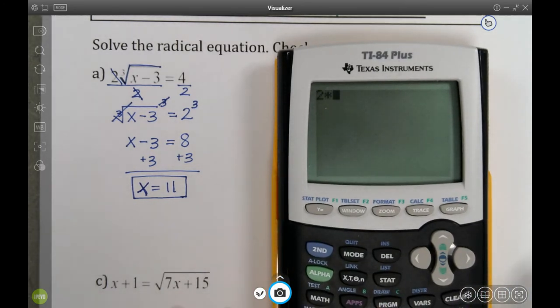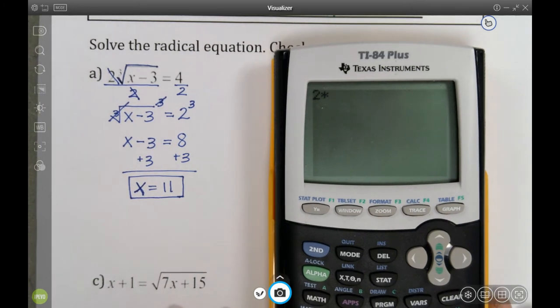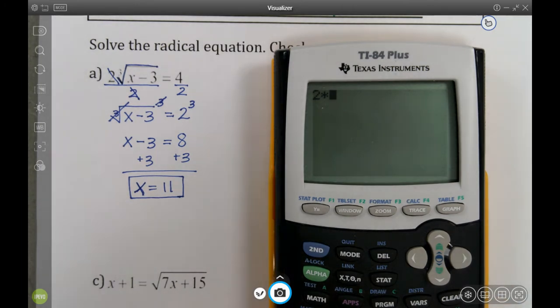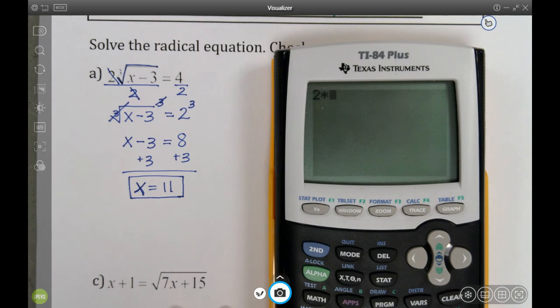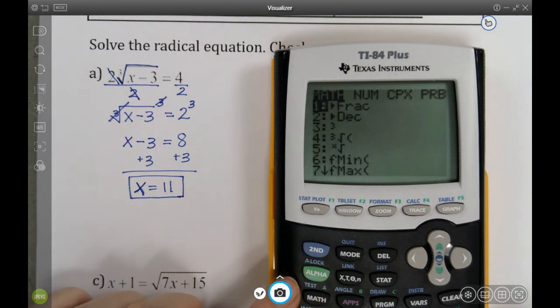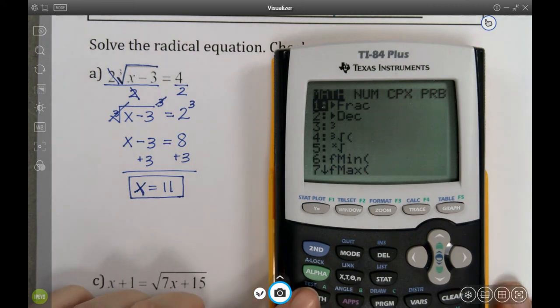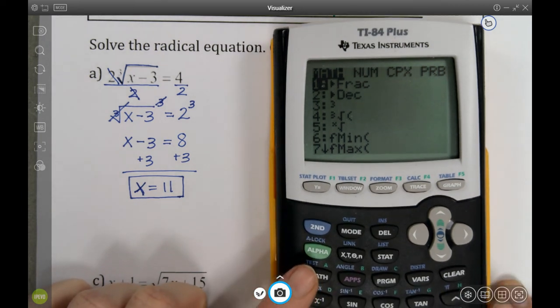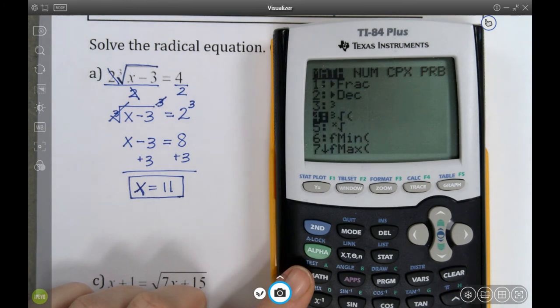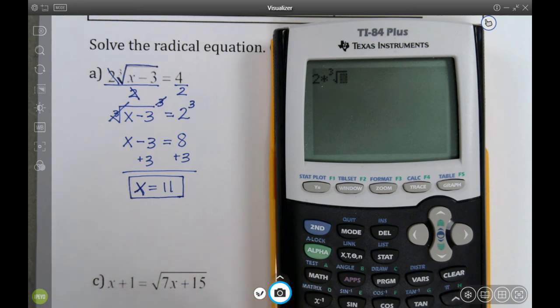So I'm going to have 2 times. Okay, let's talk about a cubed root, because you don't see one on there anywhere, do you? Okay, you hit the math button underneath the alpha button. Math underneath alpha, right here. Do you see a cubed root on there somewhere? Yeah. Option 4. Wait, what if you wanted to do more than 3? Let me give you an answer.